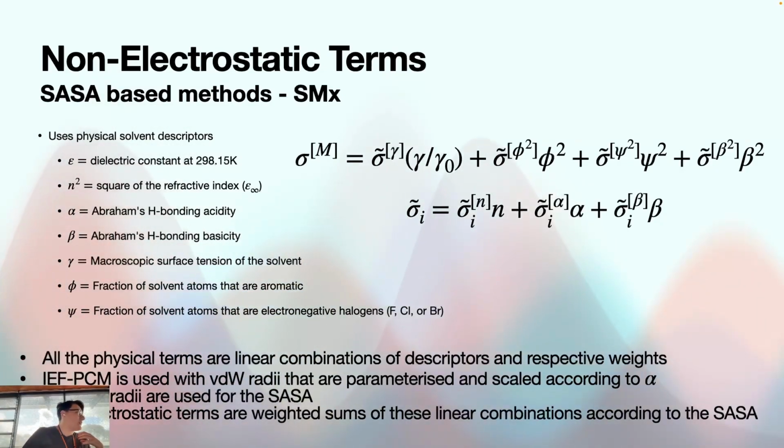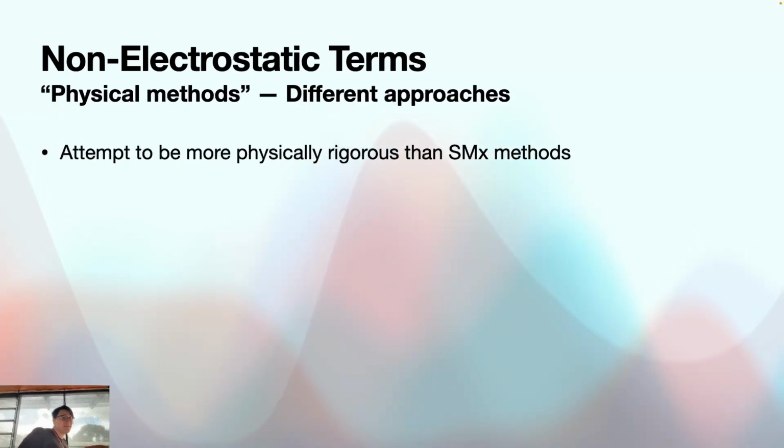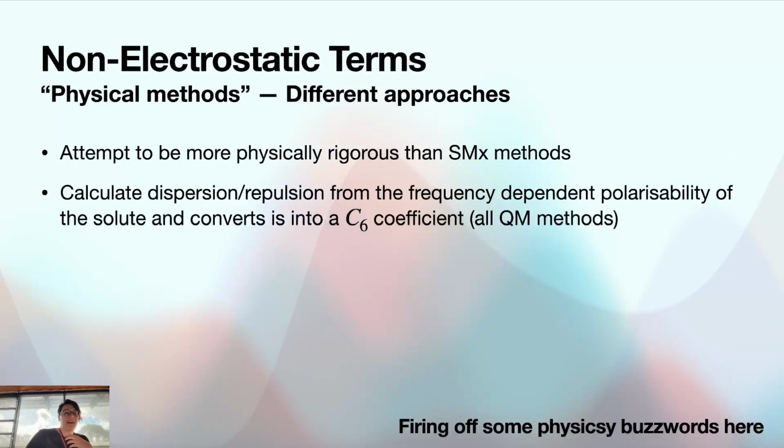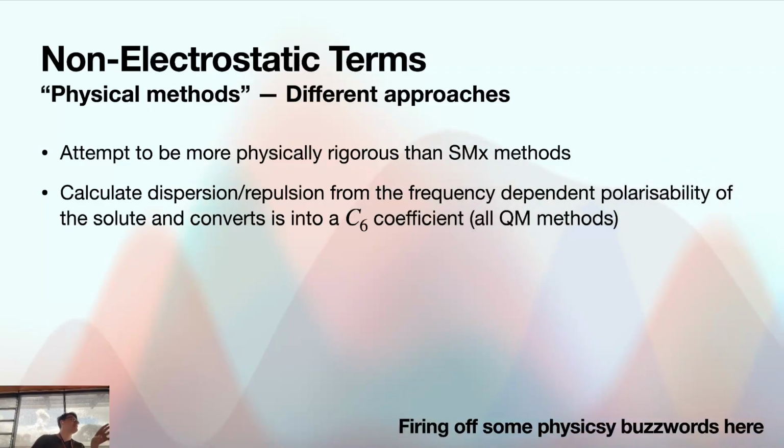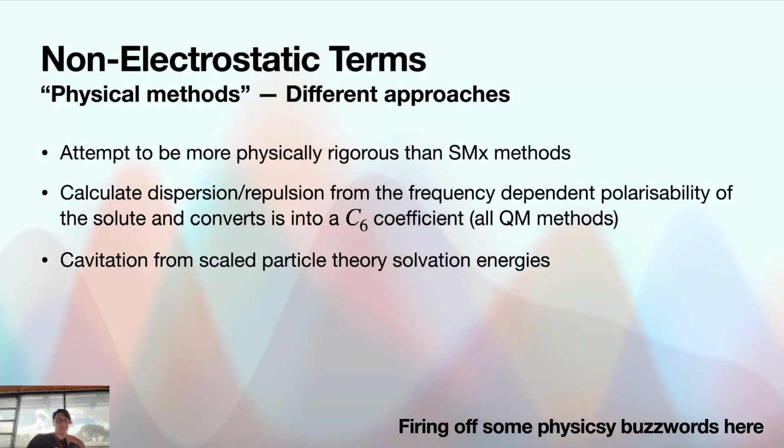Non-electrostatic terms are weighted sums of these linear combinations according to the SASA, as I said before. Physical methods are different approaches. These attempt to be more physically rigorous than SMx models or SASA approaches. And these usually calculate dispersion and repulsion from the frequency-dependent polarizability of the solute and convert it into a C6 coefficient. Yeah, firing off some physicsy buzzwords here. You can tell that this is where I start to lose interest because these are not the most useful methods in a lot of respects.